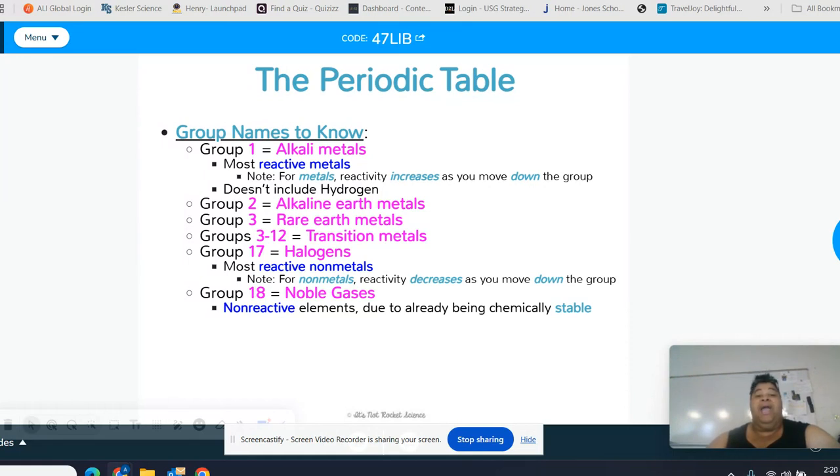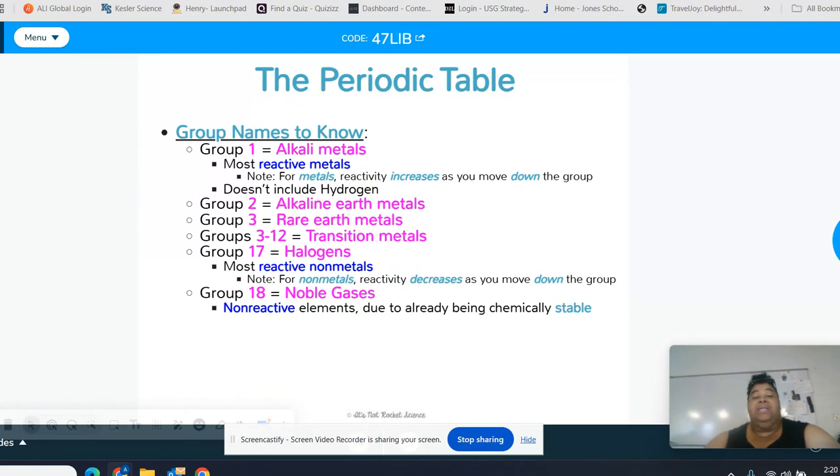Group 2, alkaline earth metals. Group 3, rare earth metals. Groups 3 to 12 are called transition metals. Group 17, halogens. Halogens are the most reactive nonmetals. Key to note, for nonmetals, the reactivity decreases as you move down the group.